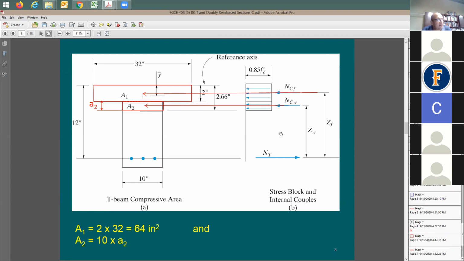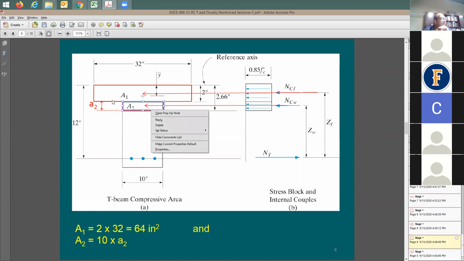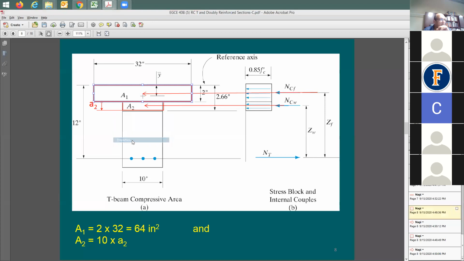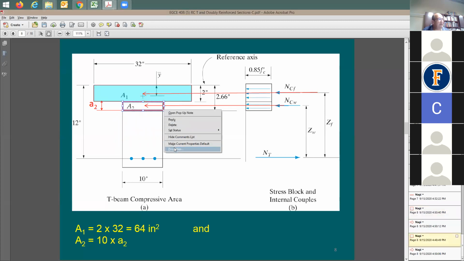Professor, would you mind explaining a little bit more what you mean by A2 is equal to 10 times A2? So I understand that the 10 is the width times A2, and I'm confused about why, with the 2 inches, the reference axis, when we subtract them, we don't know the value. Okay, coming to you on this. Okay, thanks. No problem. Good question.